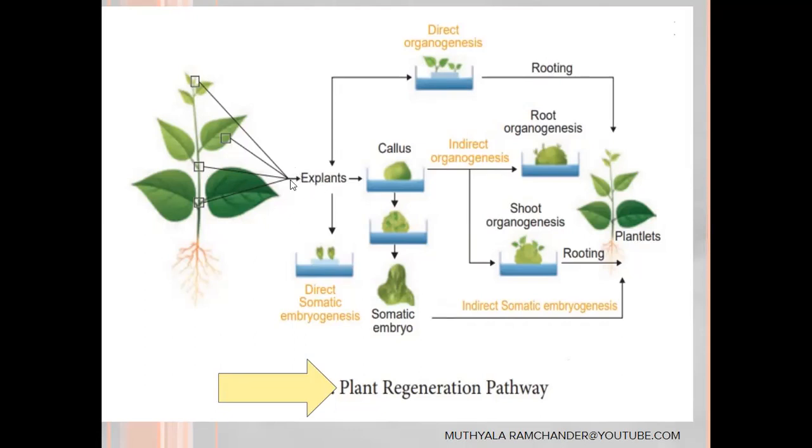If we take an explant from these parts of the plant and transfer it into the nutrient medium, it develops into callus. The callus is supplied with growth hormones in different ratios. It develops sometimes into root organogenesis, sometimes shoot organogenesis. Sometimes somatic embryos develop into a complete plantlet. So these three ways belong to indirect organogenesis.